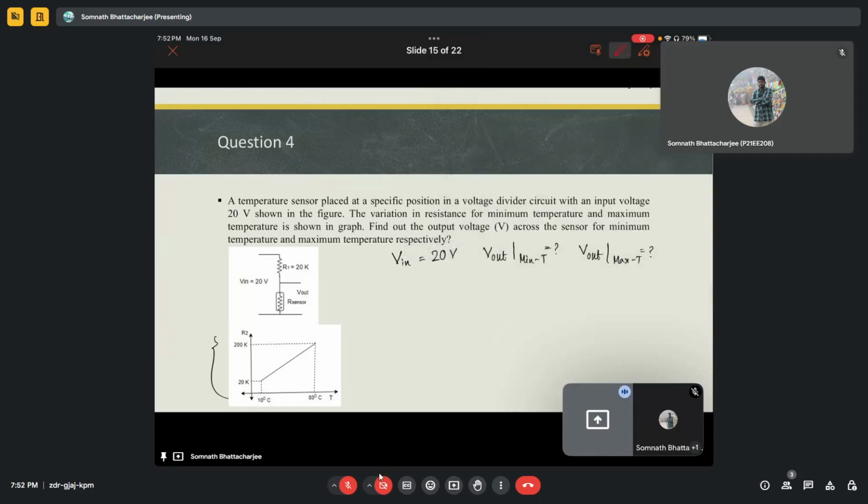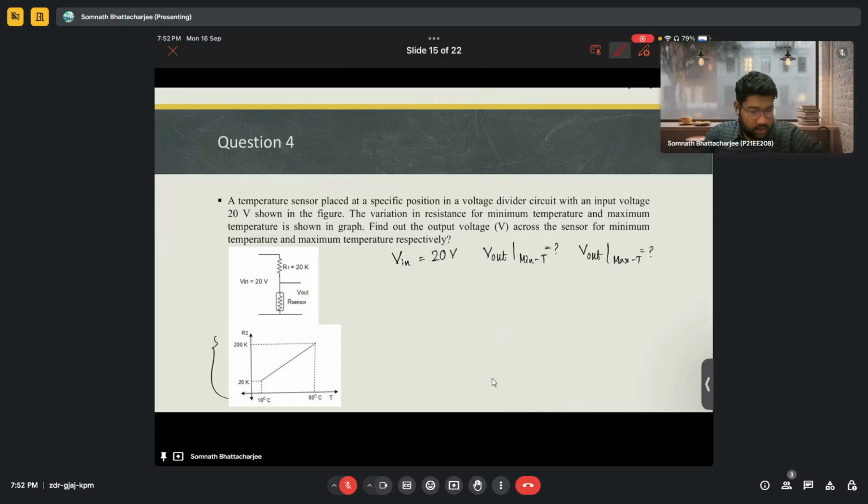Yeah, so I'll solve the problem. How to solve this, right? First we need to know what is the minimum temperature here. Clearly it's visible from here, that is 10 degrees C. And what is the maximum temperature? That is 80 degrees C.